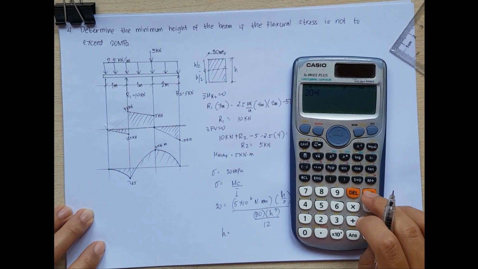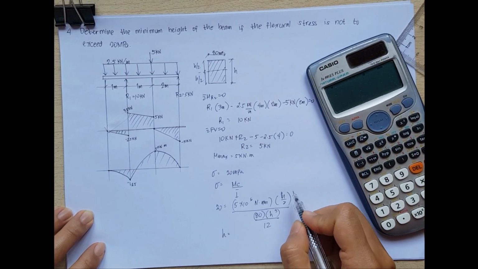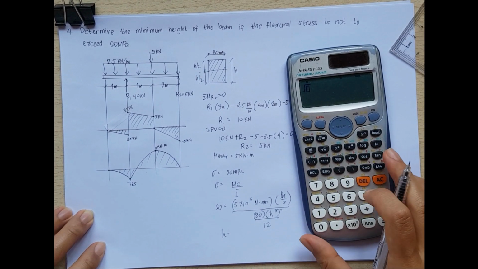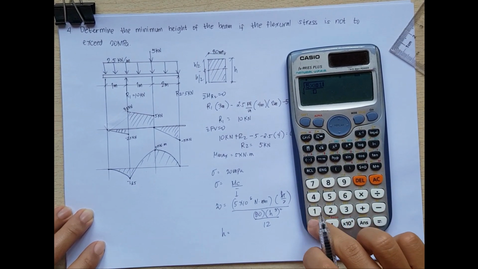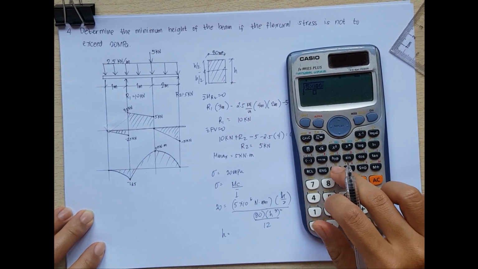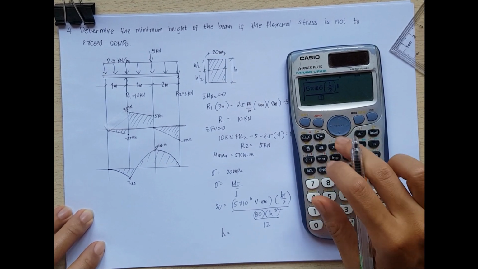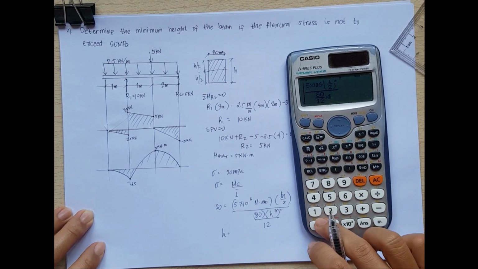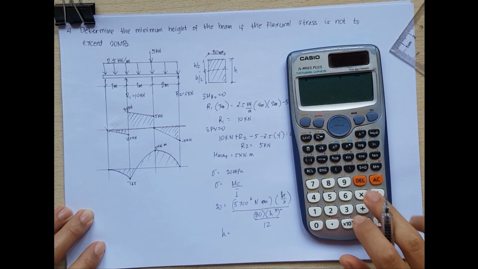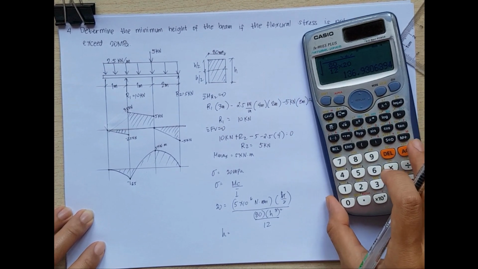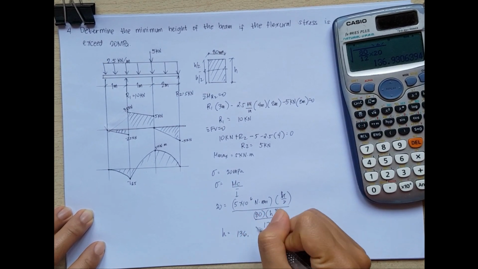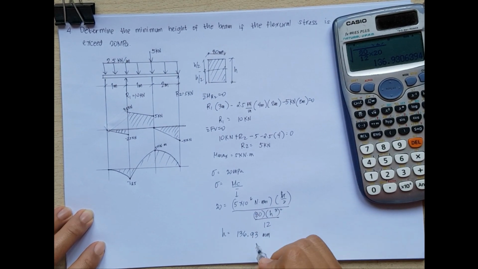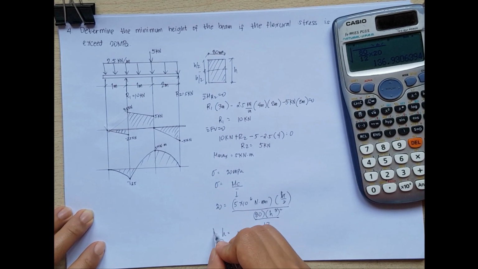Using your calculator, so this is h squared. So maging square root of 5 times 10 raised to 6 multiplied by... So the height is equal to 136.93 millimeters. So this would be the minimum height of the beam.